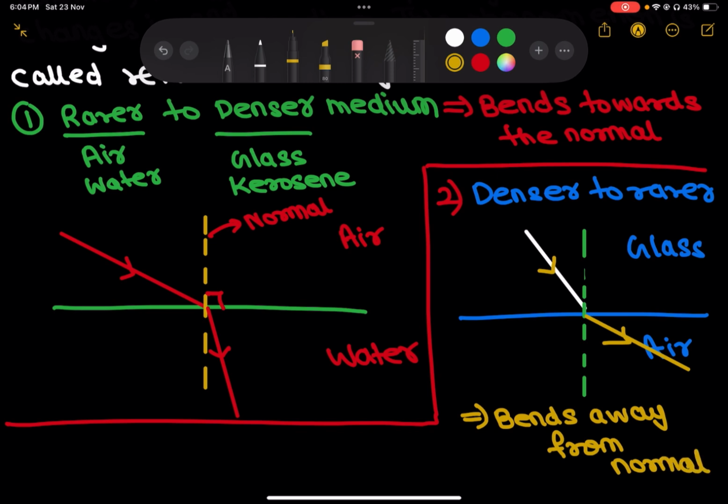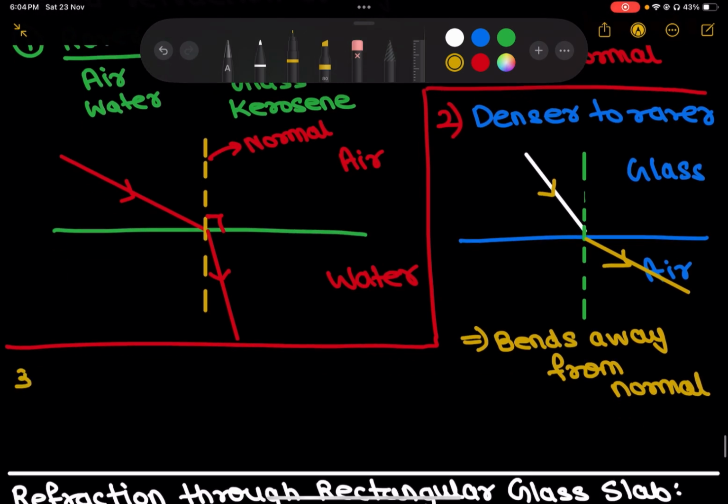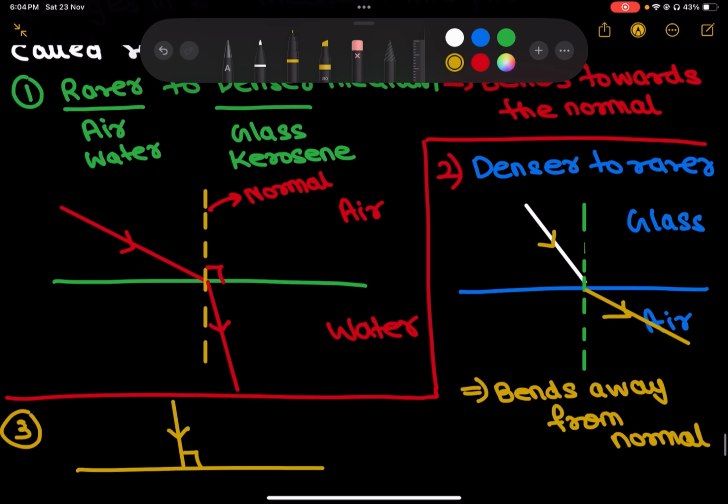And the third case, as I explained already, is that when the light ray travels perpendicular to the interface, it does not deviate at all because it is the normal, right? That means that this angle becomes 0. So hence, it goes straight through without any deviation. Understood? Yeah, I'll talk about the angles now. I forgot about that, sorry.